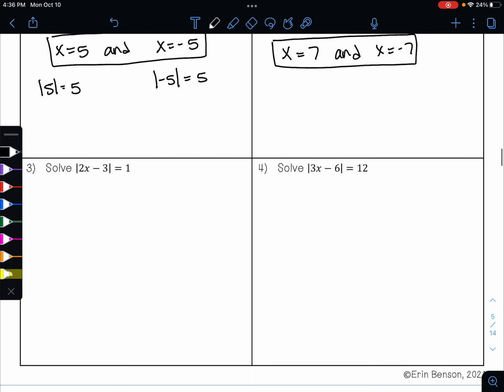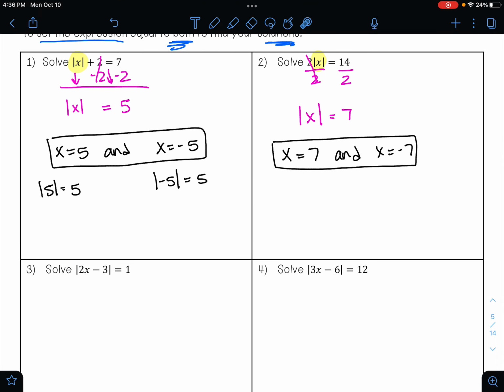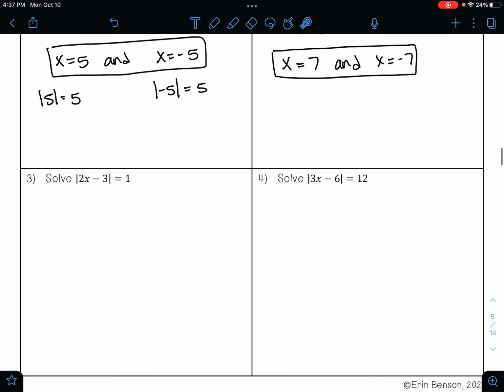Number 3 is a little bit different. On number 3, we have the absolute value of 2x minus 3 is equal to 1. Here, we had to get the absolute value of x alone first. But here my absolute value is already by itself. There's nothing on the outside of my absolute value symbols to move. So in this case, what you do is you take what's inside your absolute value symbol, and you say, okay, 2x minus 3 is equal to, and it's going to be equal to the positive and negative number on the other side.